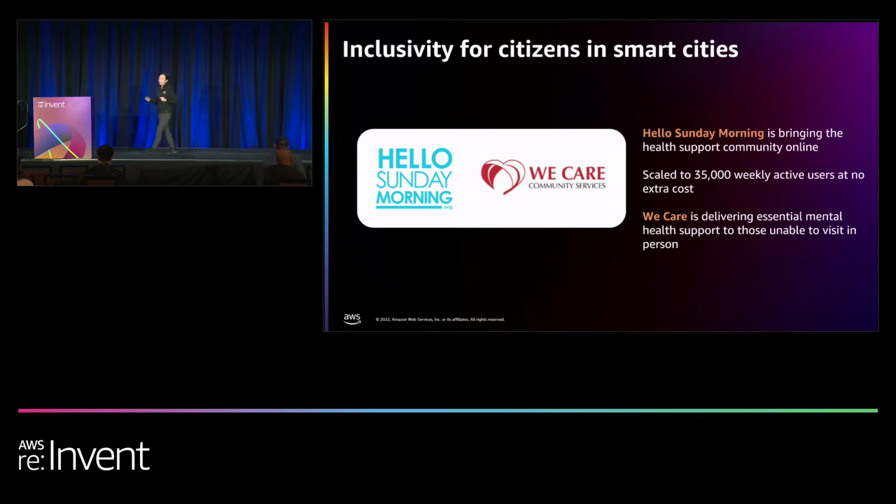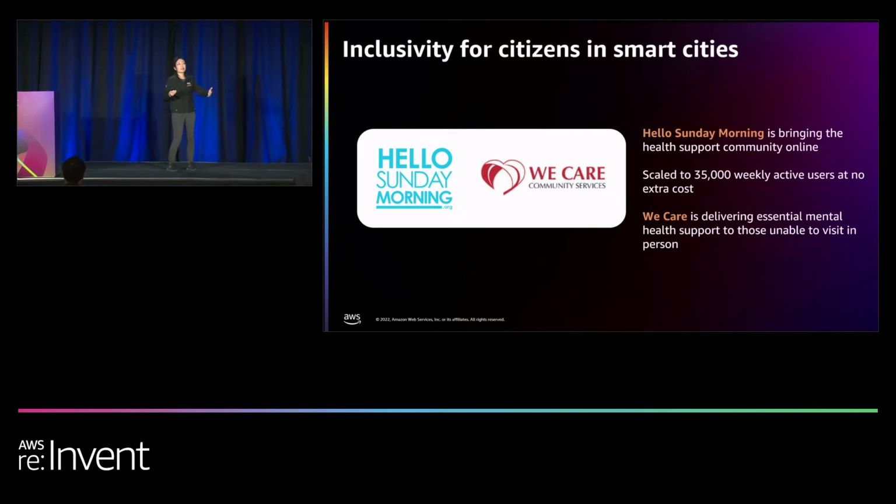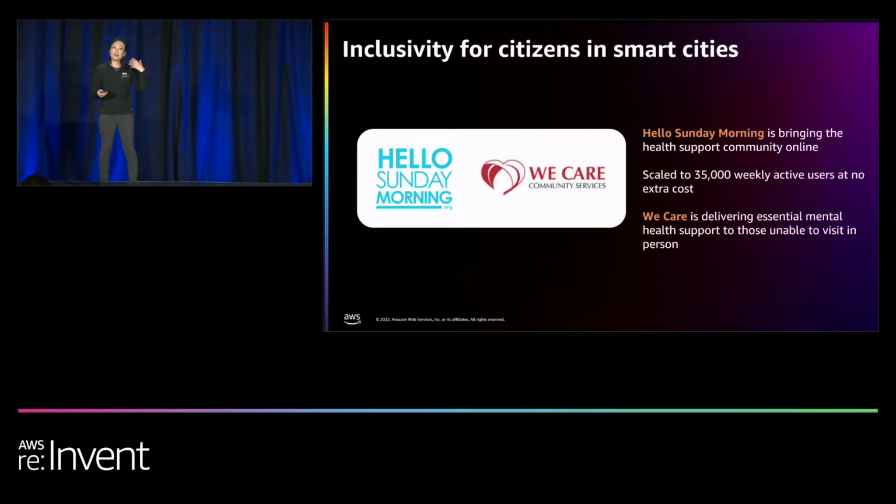And with that, they were able to offer more work for the remote staff, as well as users that required mental health support in remote locations. So they've changed their entire business model due to this particular innovation.